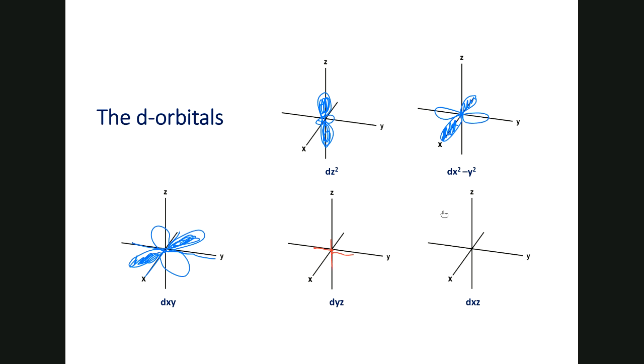So I'm going to have one lobe here, one lobe coming this way, one lobe going that way, and one lobe going that way. And then finally, my dxz is going to be between the x and the z. So I'll have one here, one here, one coming here, and then one going out behind there. All right.